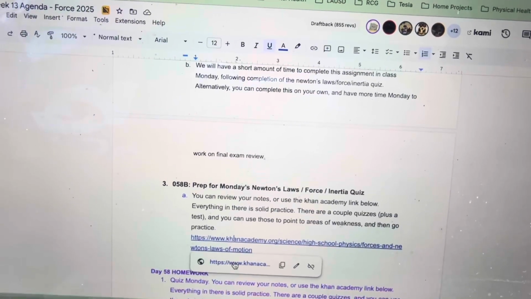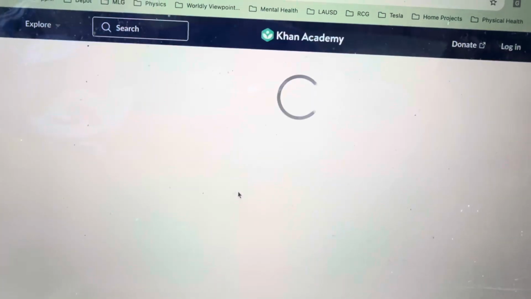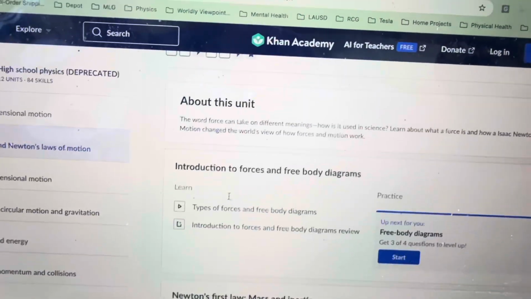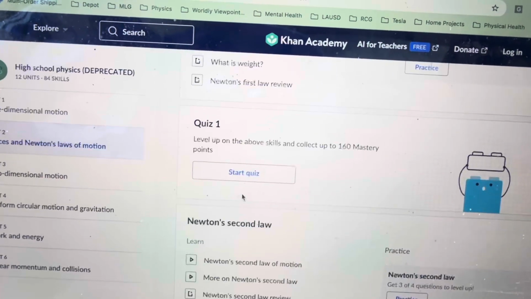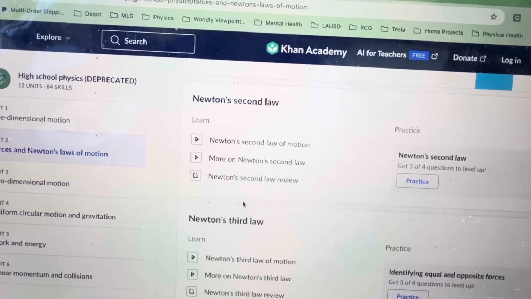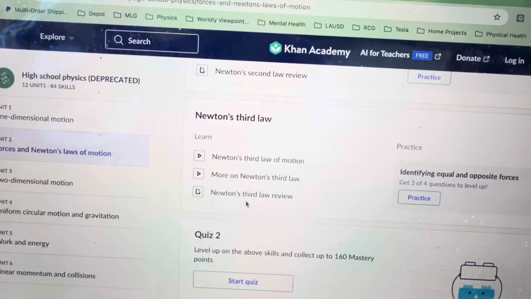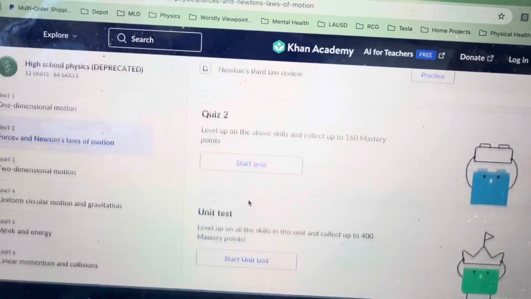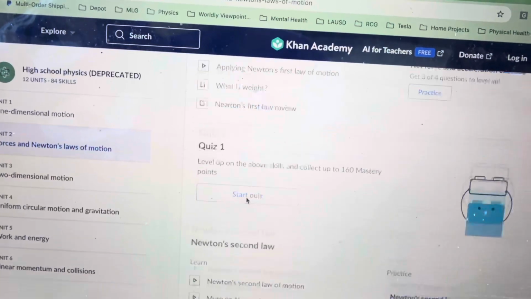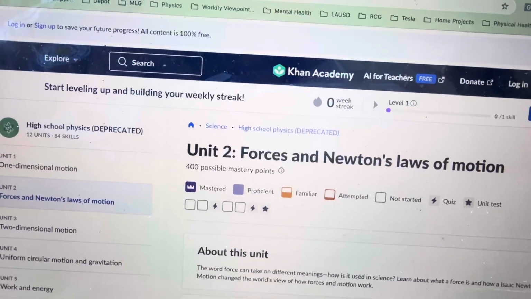All right, so the review that's on Khan Academy, and there's a lot of stuff here to help you prep for the quiz on Monday. Free body diagrams, Newton's law of inertia, a quiz to check your understanding, Newton's second law, third law of action pairs, and then another quiz and a test. So lots of things to practice, all good stuff.